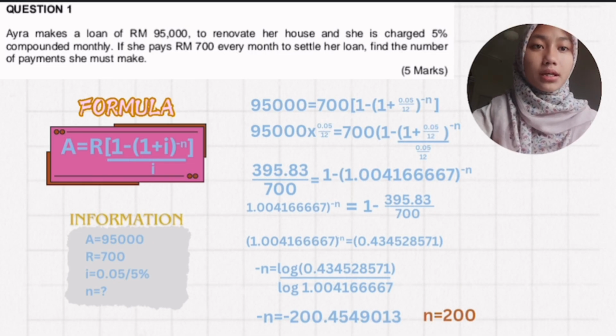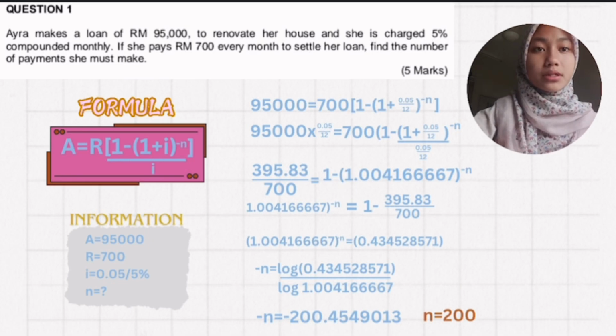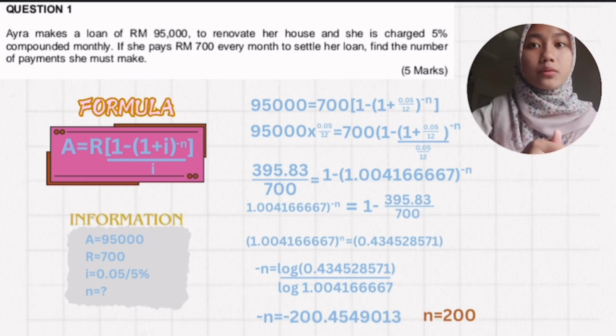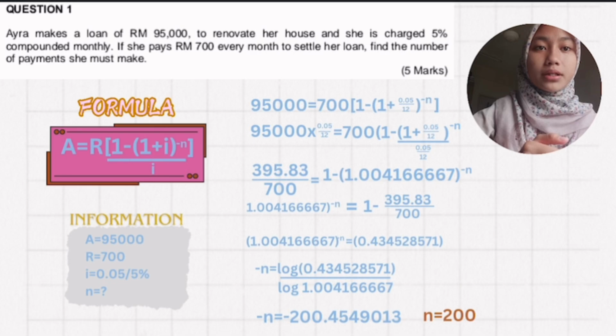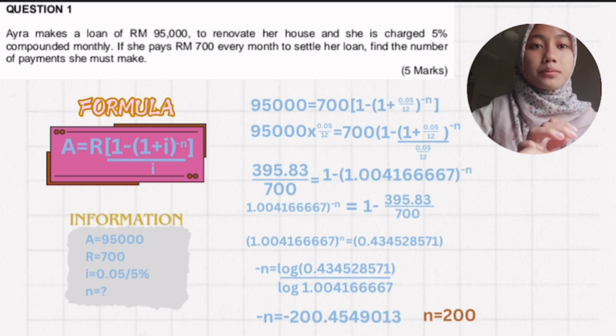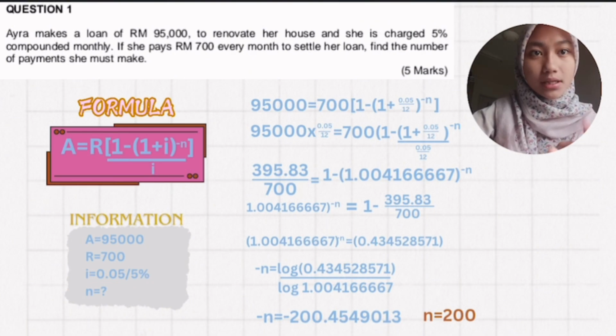The information is A equal to RM95,000 and R is RM700. And i is 5%, change it to 0.05. And n, we don't know the answer, so now we need to find n. We put 95,000 = 700[1 - (1 + 0.05/12)^-n] / (0.05/12).